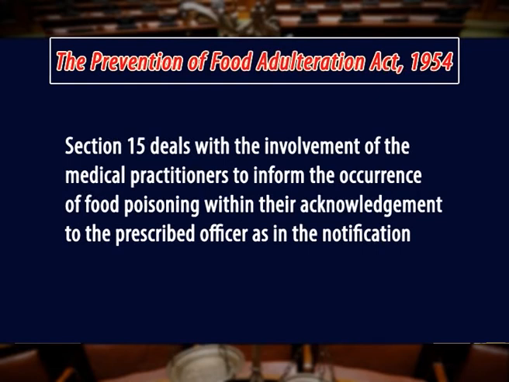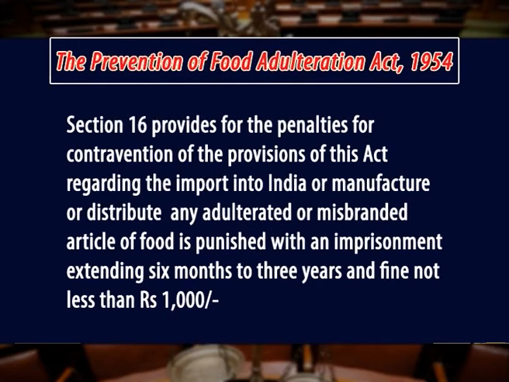Section 15 deals with the involvement of medical practitioners, who are to inform the prescribed officer, as in the notification, of the occurrence of food poisoning within their knowledge. Section 16 provides for the penalties for contravention of the provisions of this Act regarding the import into India, or manufacture or distribution, of any adulterated or misbranded article of food, which is punished with imprisonment extending from 6 months to 3 years and a fine of not less than rupees 1000. The punishments for other offences relating to food adulteration are also prescribed under the section.